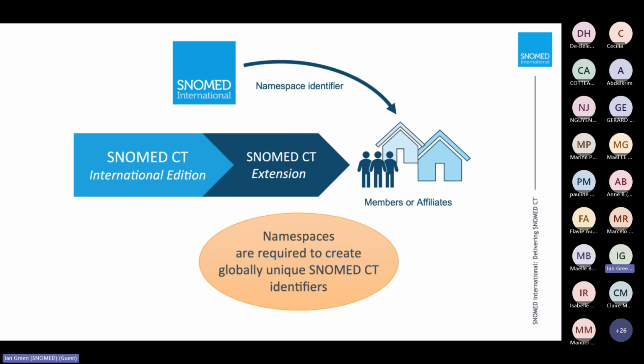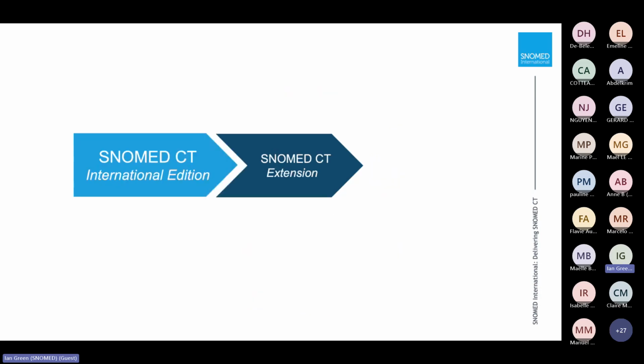So namespaces are required to create globally unique SNOMED identifiers. So firstly, it's unique, but also if you can't read the identifier or have a system that can't read it, you can come to us and we will tell you who owns the namespace, where the code comes from.